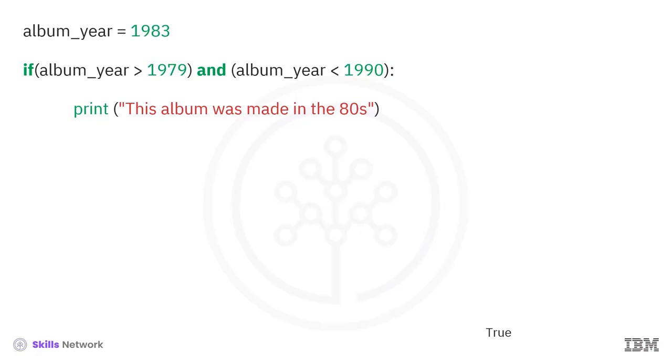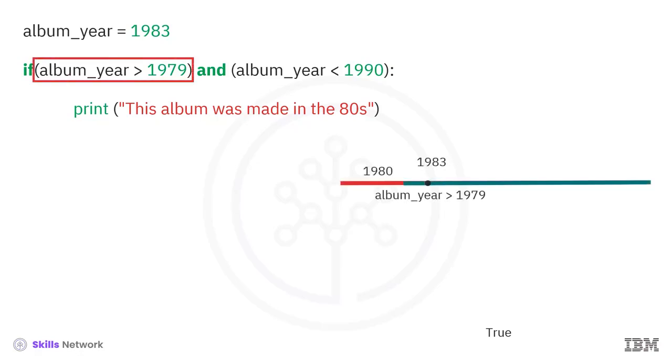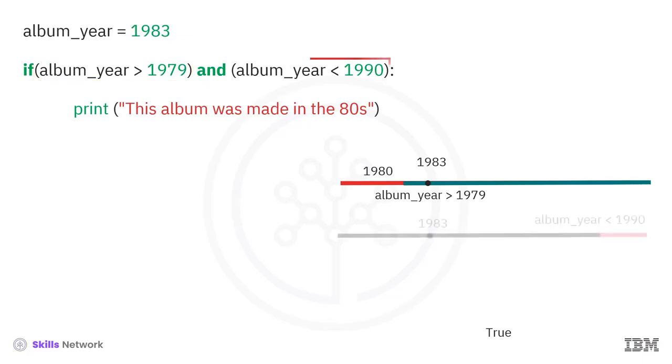The following lines of code will print out: this album was made in the 80s if the variable album year is between 1980 and 1989. Let's see what happens when we set the album year to 1983. As before, we can use the colored number line to examine where the condition is true. In this case, 1983 is larger than 1980, so the condition is true. Examining the second condition, we see that 1990 is greater than 1983, so this condition is also true.